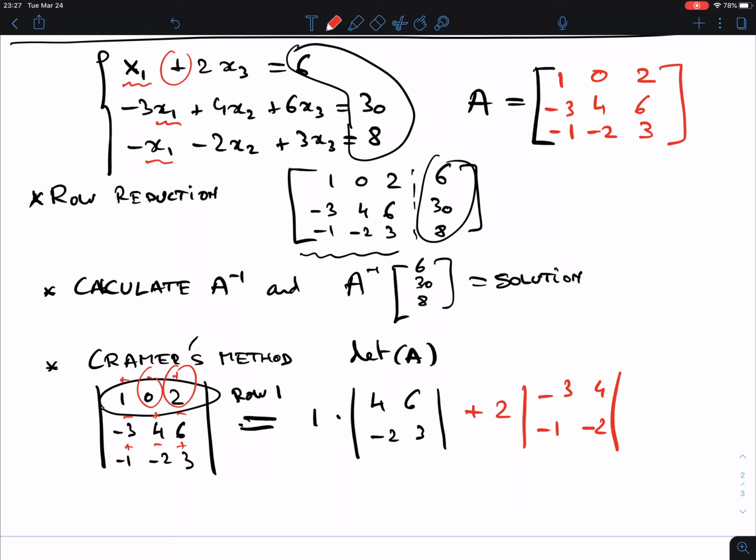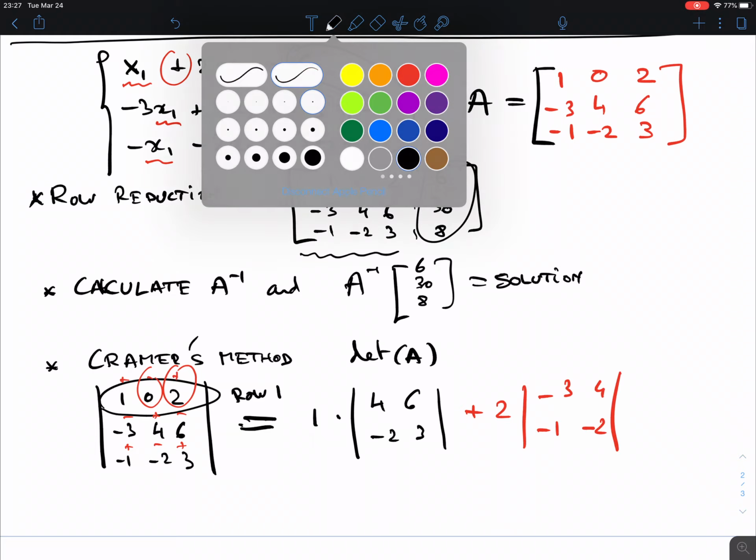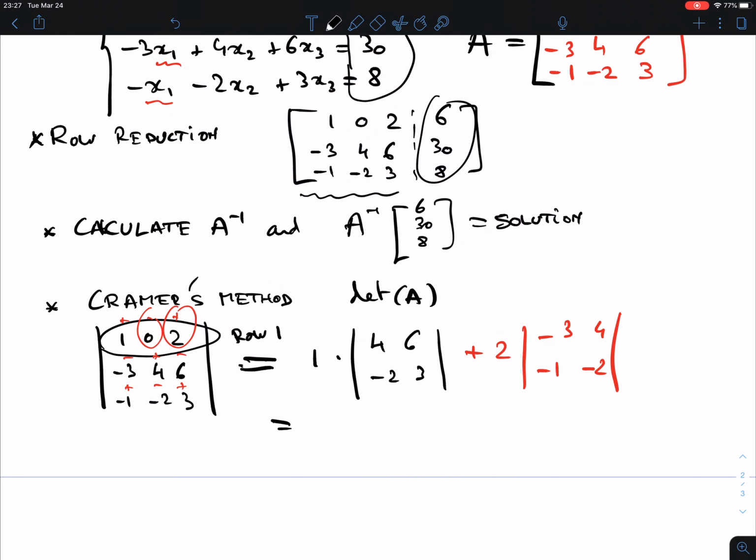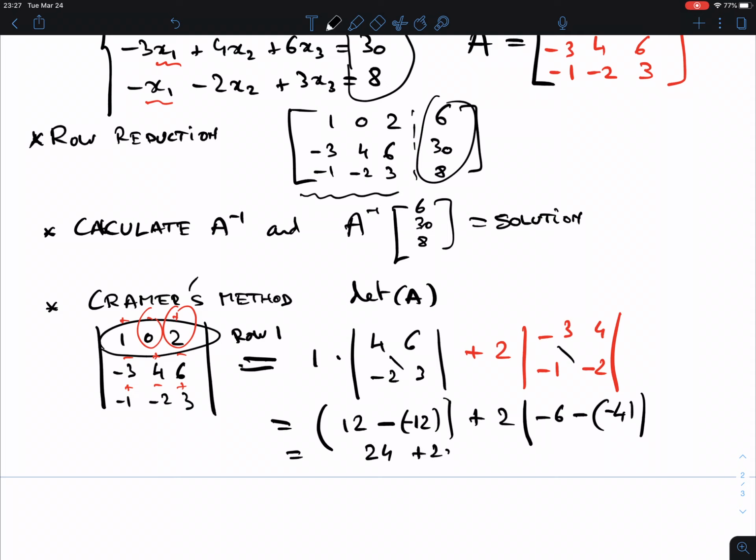Okay, so I can work out what this is now. So this is 12 minus -12 plus 2 times -6 minus -4. So this is 24, and that is plus 20, so I get 44. Yep, that's correct. Okay, that's the first thing, the determinant of A.